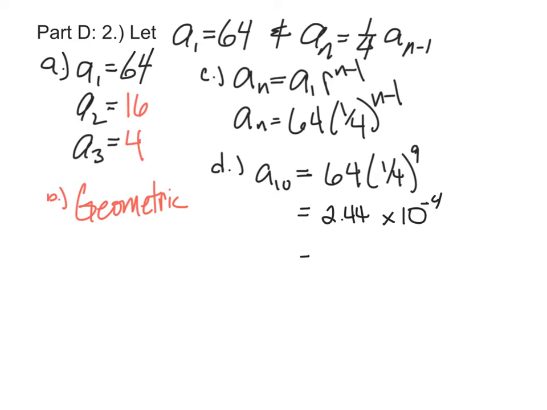We know how to deal with scientific notation. That would be 0.000244. But we could also convert it into a fraction by doing math, enter, enter, and the fraction is 1 over 4,096.